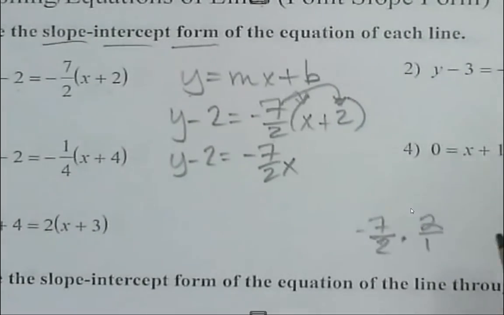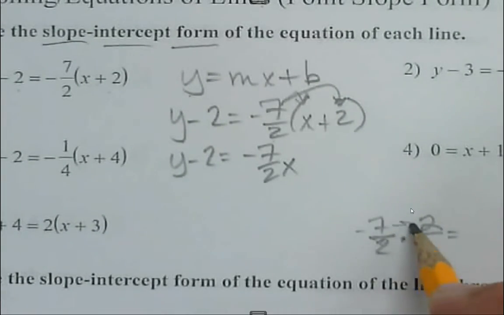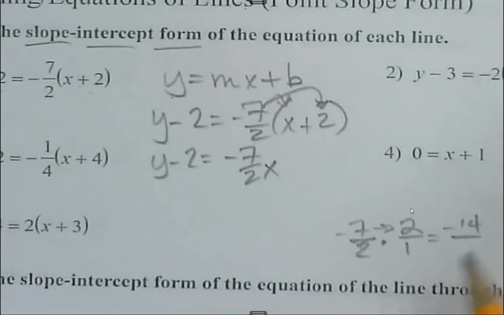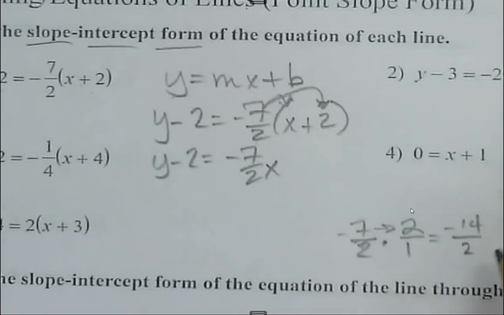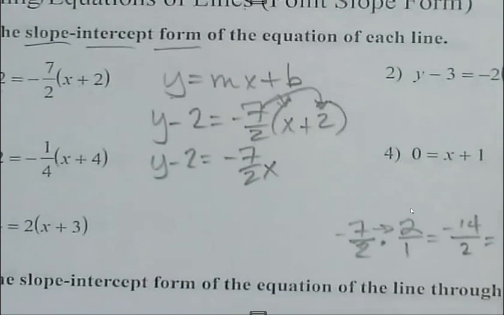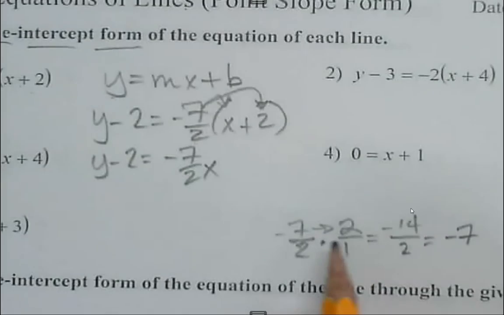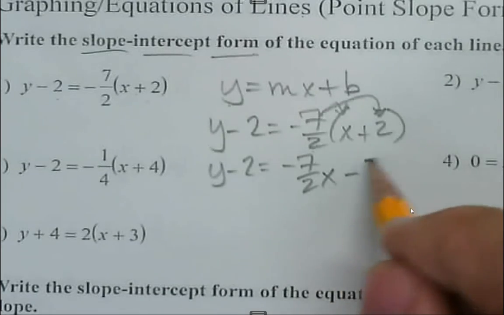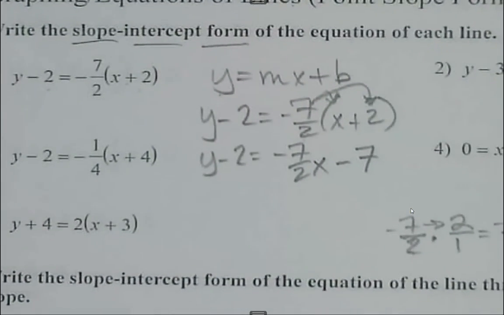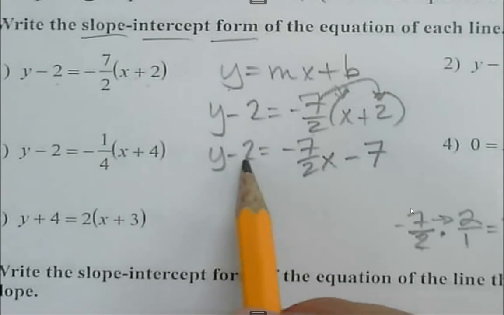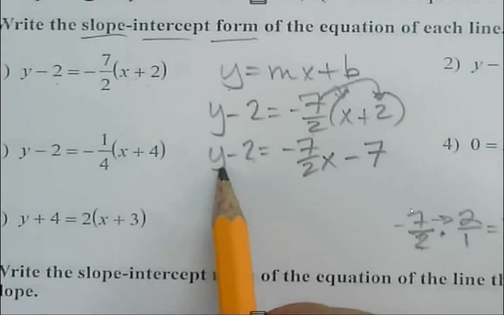And then when I multiply fractions straight across, again, -7 times 2 is -14, and 2 times 1 is 2, so that equals a -7. Okay? So now that's basically -7/2 times 2 equals -7. So I can go ahead and put that -7 right here. And now I'm almost there, because now I just have to get this 2 away from here, this -2. I need to get this y by itself.